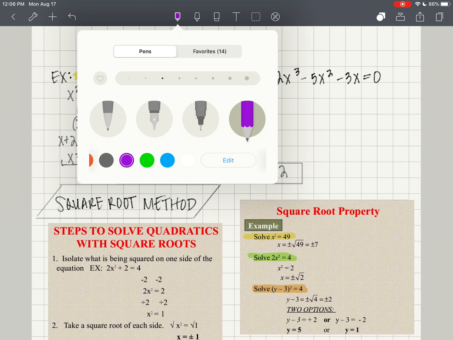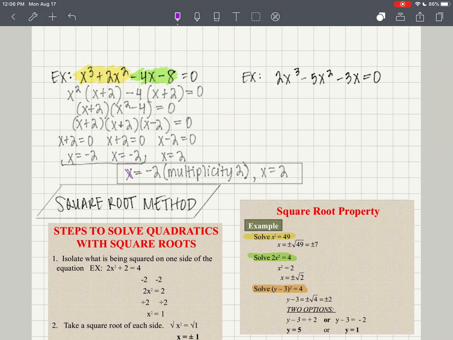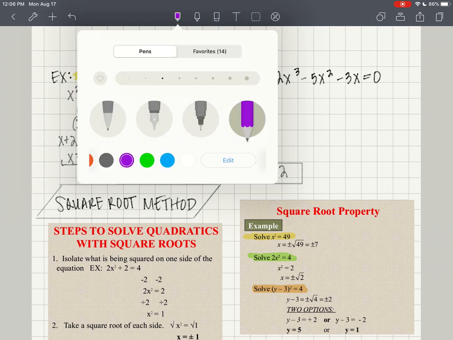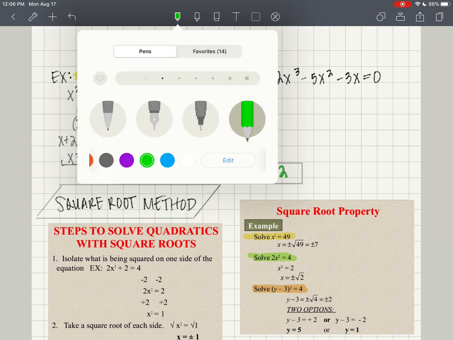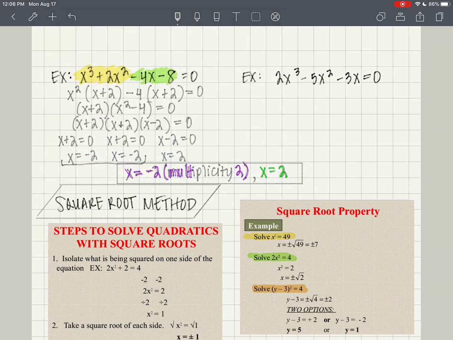Let me put that in color. I'm going to put this one in color so that you can see. X equals negative 2, and then I usually write MULT, multiplicity 2, and then the other answer is x equals positive 2. So there's 3 answers. One occurs twice. It's kind of a cool situation. Let's see what happens on the next one.